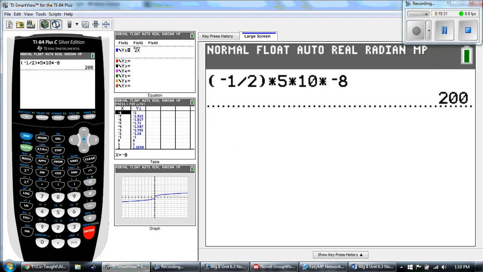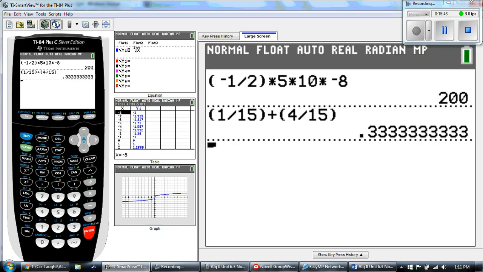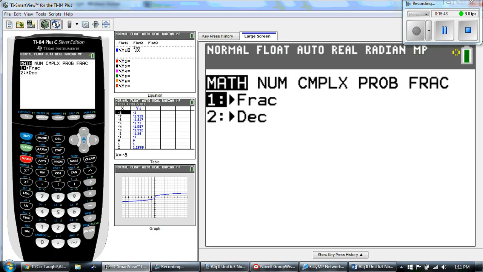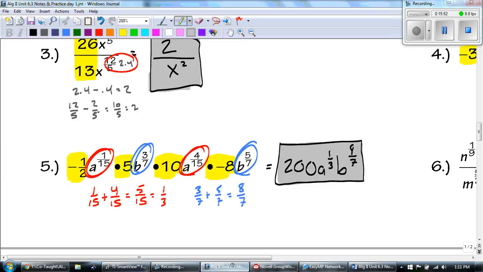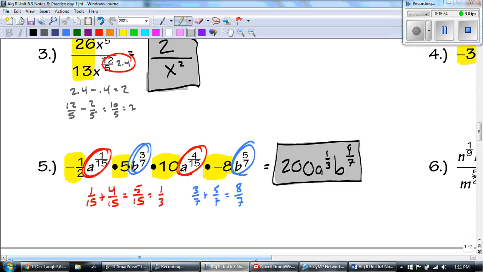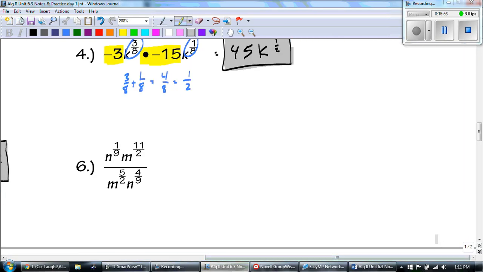Okay, I'll show you with one of them. We had, what was it, 1/15, sorry. 1/15 plus 4/15. Math, enter, enter, and you get the right answer. Okay, just remember to make sure it's with the same bases.